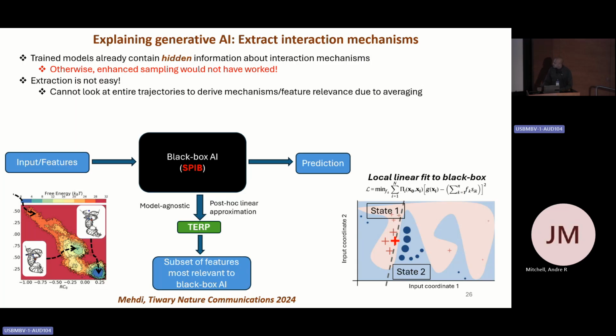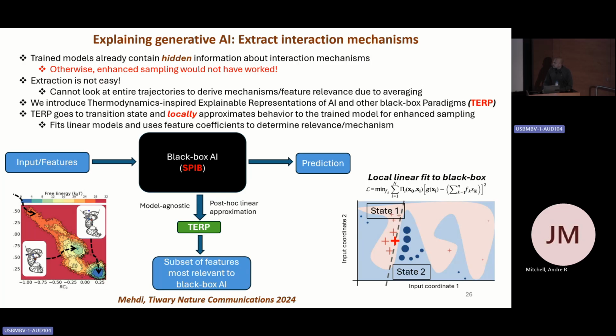So the idea is very simple. You can imagine this schematic represents the low dimensional space separating two classes, two metastable states. What this method does is it zooms in at a local neighborhood and draws a straight line as a function of the input features. Because we are building a linear model, you can simply take the coefficients of the linear model and use that as feature importance, and that will tell you something about interaction mechanisms.